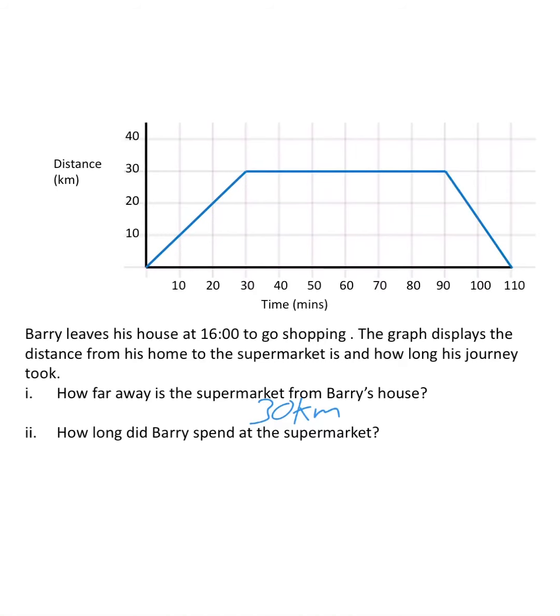The next one then, so how long did Barry spend at the supermarket? So we got there at this time. He left here. So we have 30 minutes and 90 minutes. And 90 minus 30, that'll be 60 minutes. Or 1 hour.